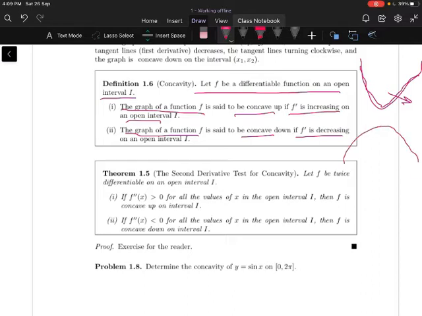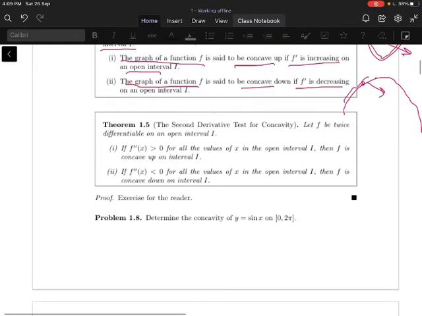The graph of a function f is said to be concave down if f dash is decreasing on the open interval I. If I take this figure for the concave down, here the slopes, the derivatives, go from increasing to what? Decreasing. It keeps on decreasing. So this figure represents the concave down.